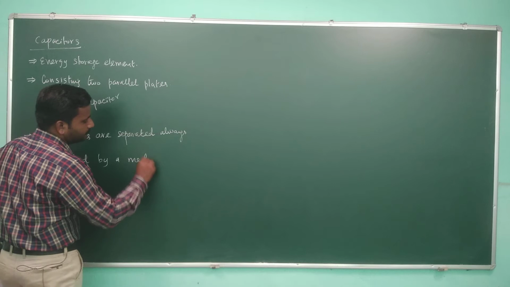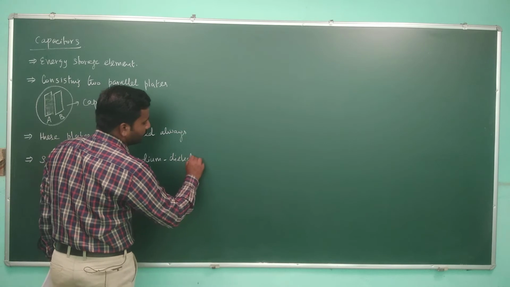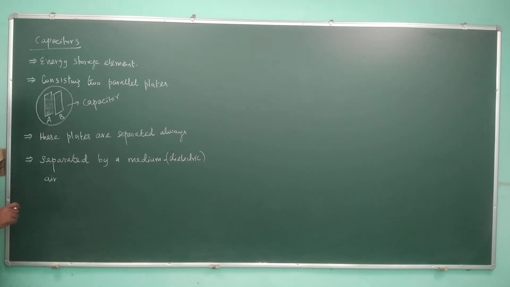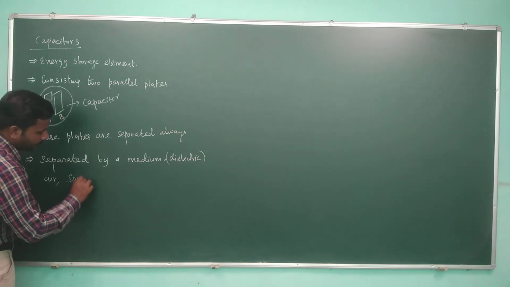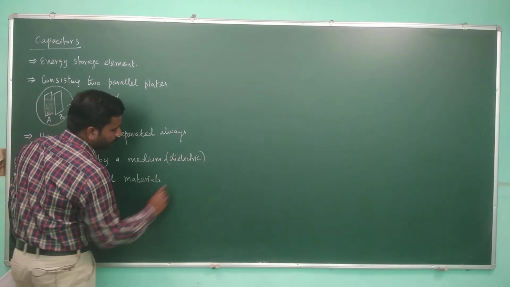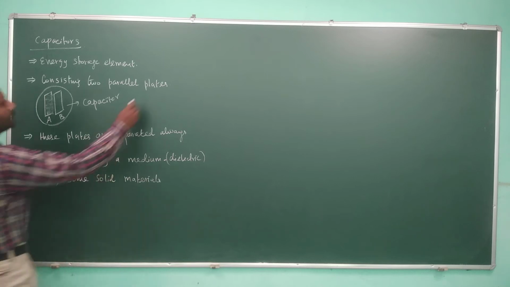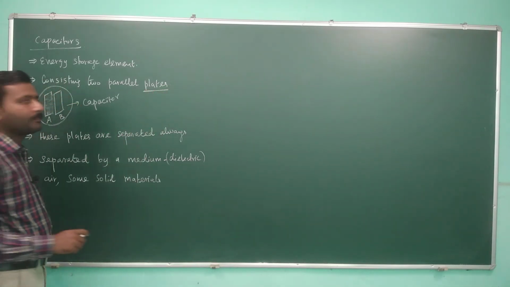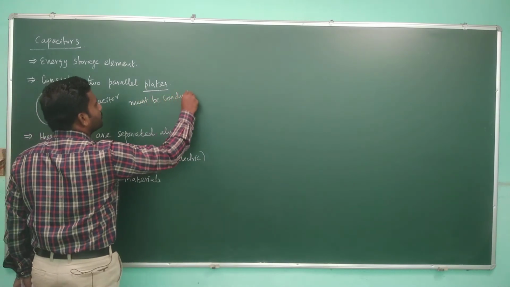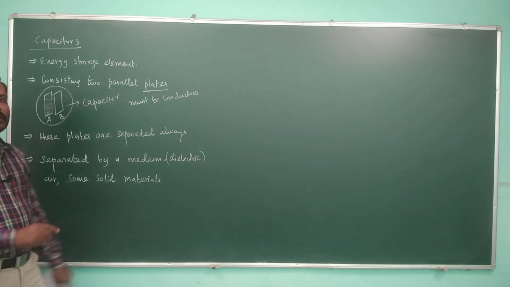Separated by a medium, it is called dielectric. It may be air separation or some solid materials may be placed between them. Here one point is that these plates must be conductors. So these parallel plates A and B are conductors.